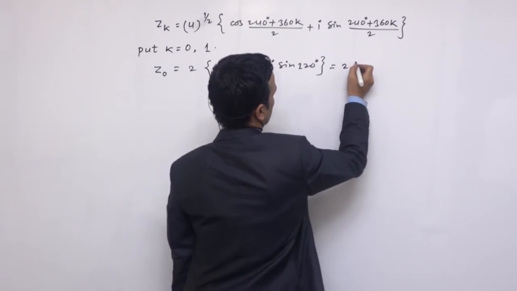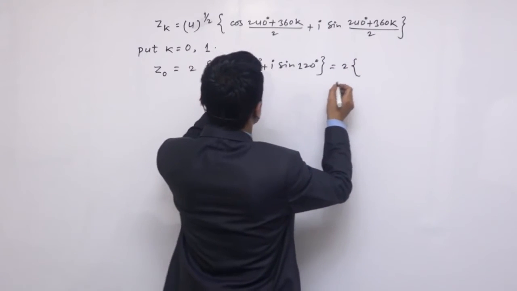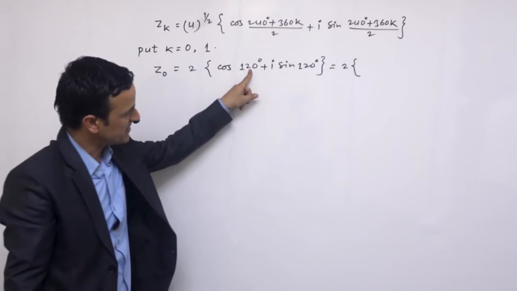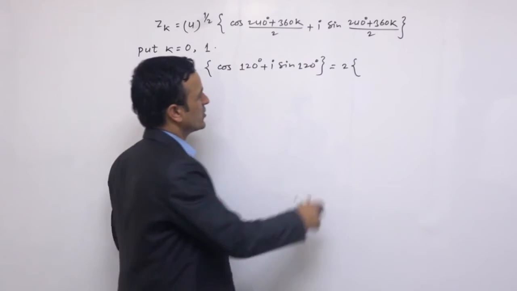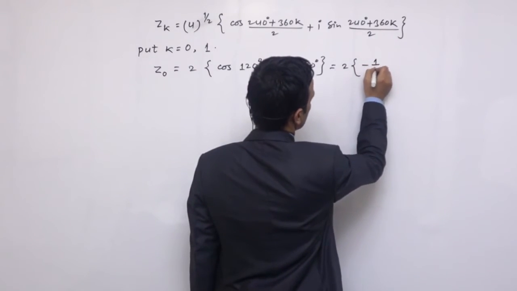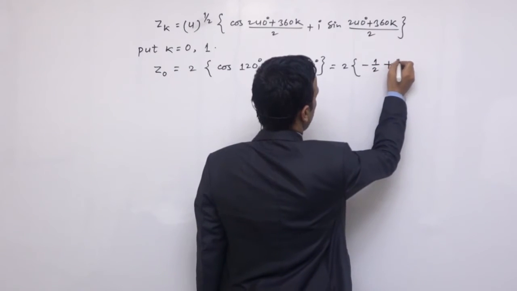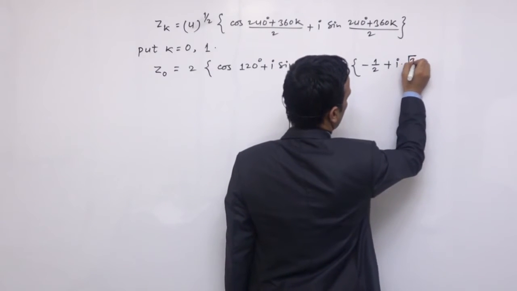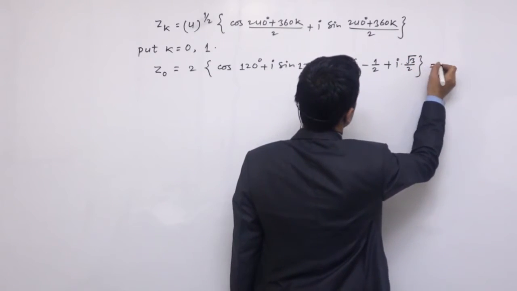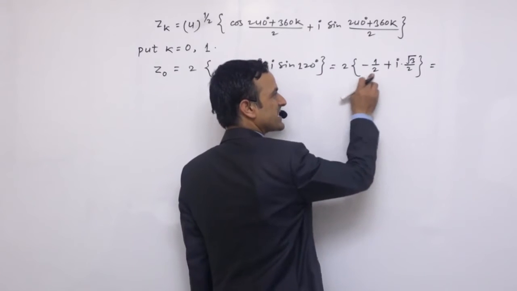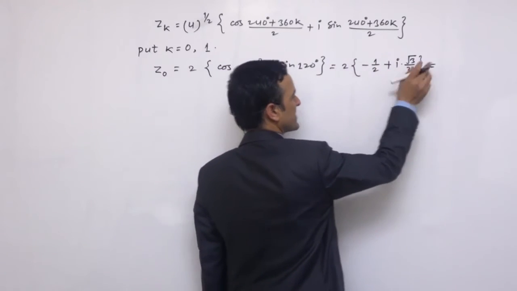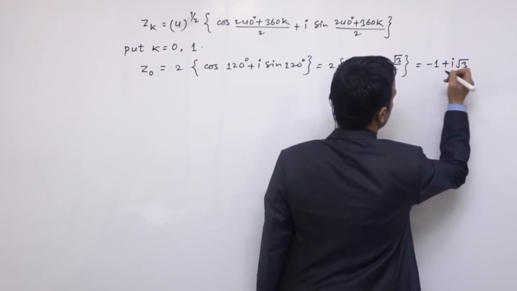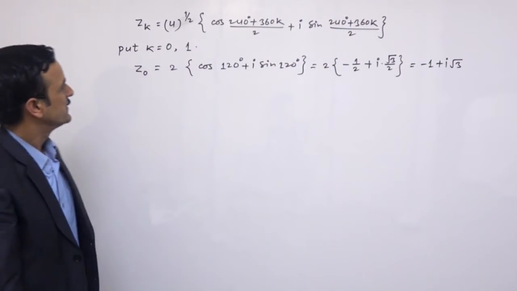So if you find out the value from here, cos 120 means cos 180 minus 60, so the value is minus 1 by 2, plus I sin 120 means root 3 upon 2. If you take the LCM, then 2 and 2 cancelled and minus 1 plus I root 3. So this is one of the answers.